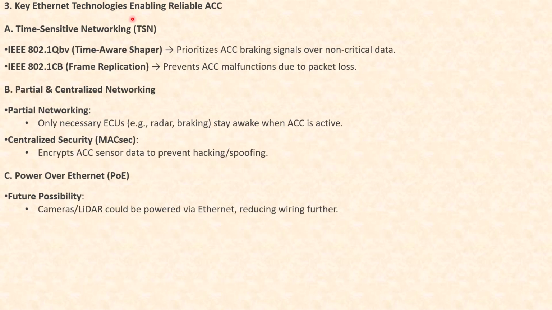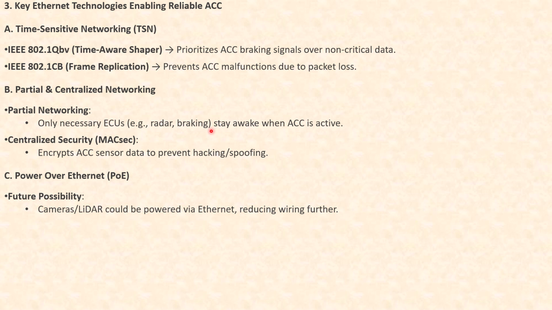Now coming to key Ethernet technologies enabling reliable adaptive cruise control. In time sensitive networking, the time aware shaper prioritizes ACC braking signals over non-critical data. And one more time sensitive networking standard is IEEE 802.1CB. This takes care of frame replication and prevents ACC malfunctions due to packet loss. Now coming to partial networking, only necessary ECUs stay awake when ACC is active. Understand this sentence very carefully. Only necessary ECUs.